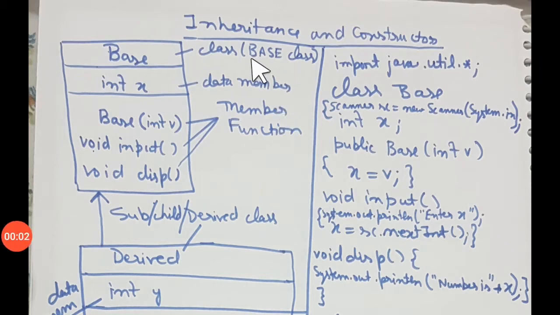Hello students, it's a very important video because we are going to discuss inheritance and how the constructors are dealt with in the inheritance program of Java. Okay, so here we have got two classes. One is the class named base and the other is the class named derived. And the derived class is inheriting from the base class. That is the basic idea here.